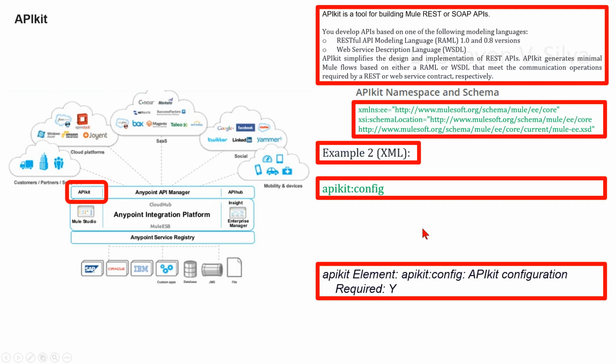As example 2 in XML, we can consider the APIkit element here. So here APIkit config, the APIkit configuration. This is a required one, and here you can see APIkit namespace and schema, namespace and schema locations.